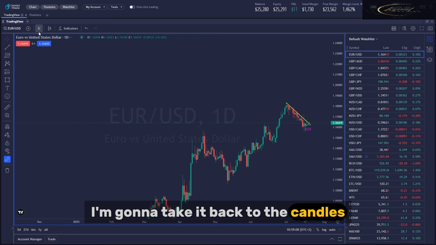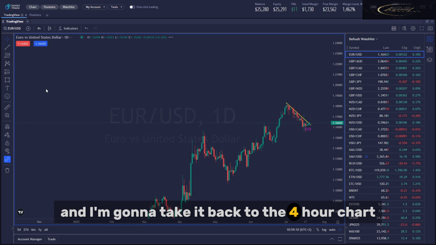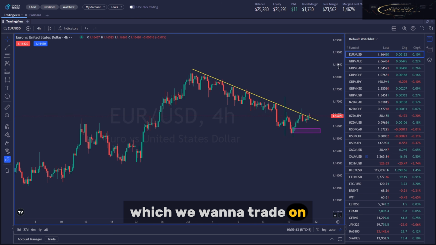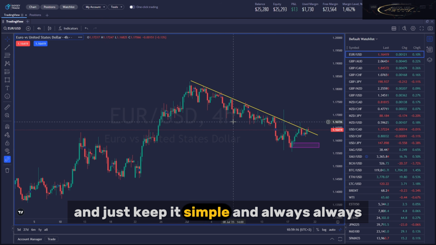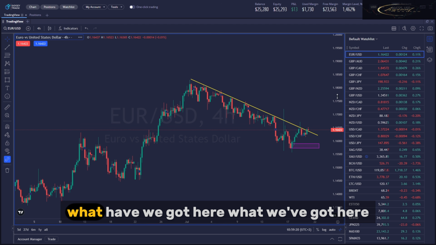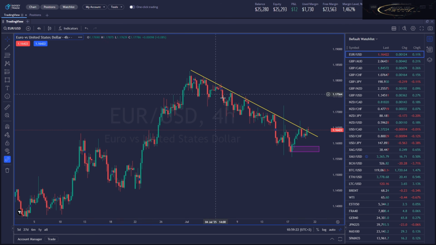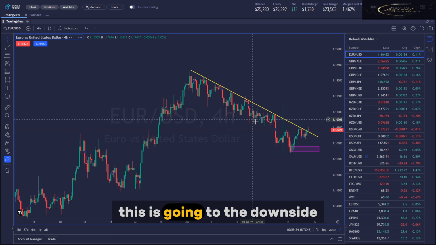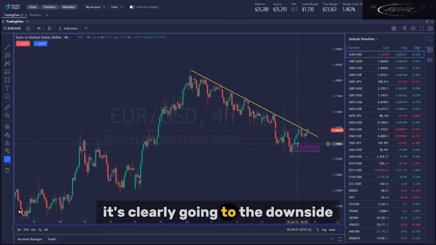I'm going to take it back to the candles. I'm going to take it back to the 4-hour chart, which we want to trade on, and just keep it simple. And always, always, always keep your trading simple. What have we got here? What we've got here, we've got a bearish trend. This is going to the downside. It's clearly going to the downside.